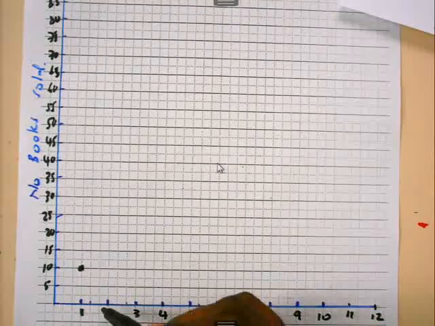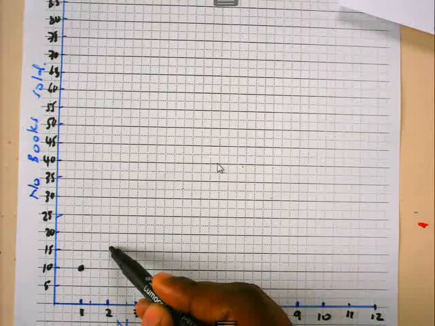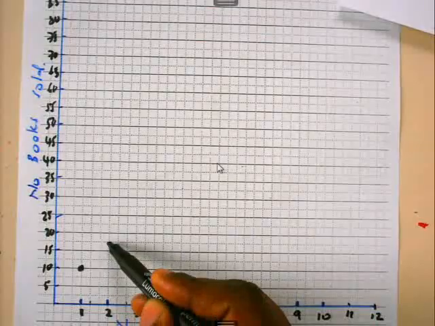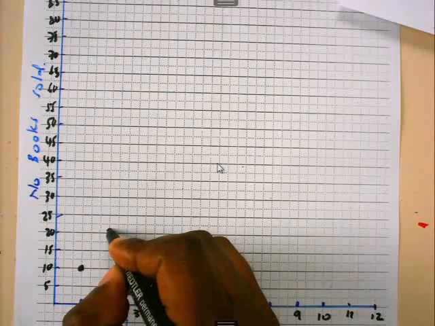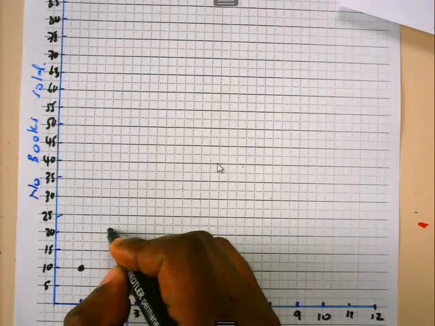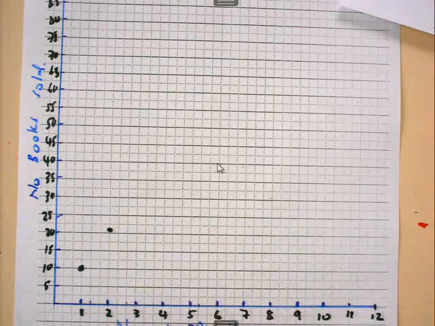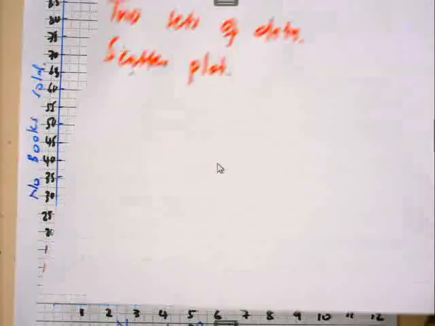The second month, how many books were sold? Can you see my hand there? Second month, it is 22 books. So 22 is just there, a little above 20. 22 books were sold there the second month. Can you see that? Right. We always refer to our set of data.